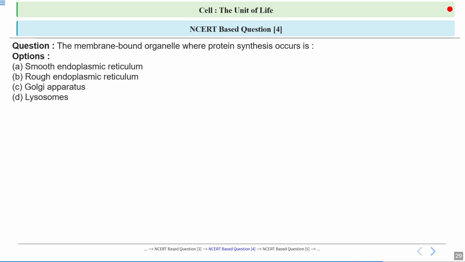Next question, the membrane-bound organelle where protein synthesis occurs is. Okay, they are talking about an organelle where protein synthesis is occurring. So options are smooth endoplasmic reticulum, rough endoplasmic reticulum, Golgi apparatus, or lysosomes. What will be the correct answer?